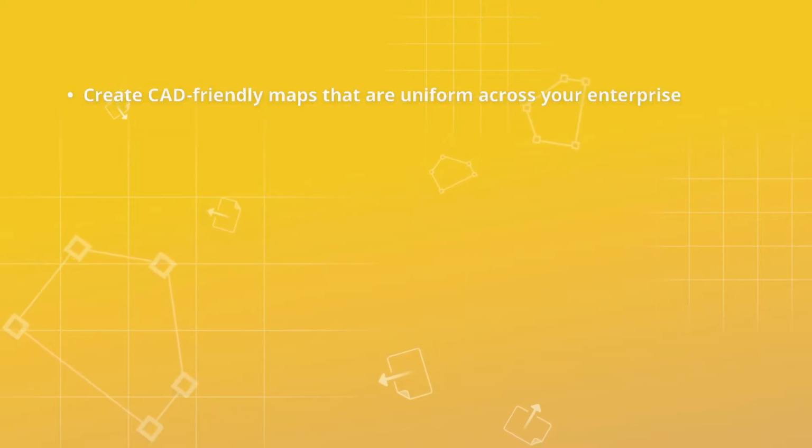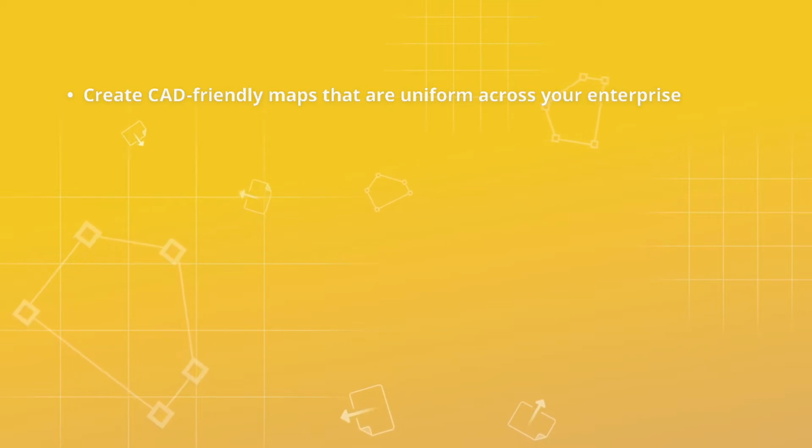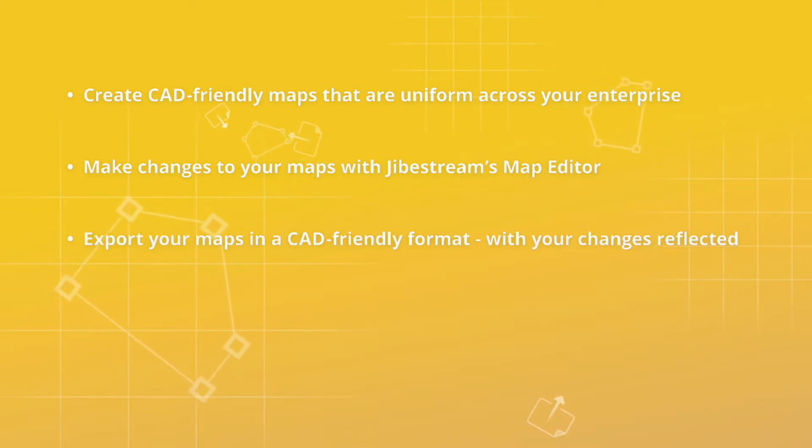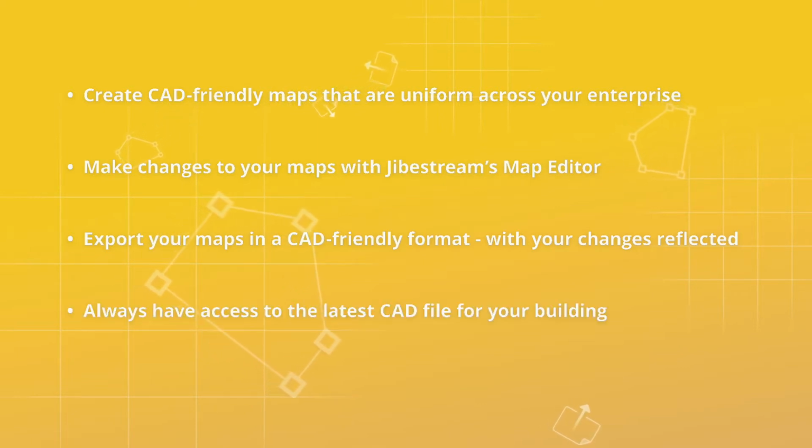If you have multiple source files for your maps, and if you don't have CAD files, you can now create and standardize your maps enterprise-wide. You can also make changes to your maps without having to go to an architect. And unlike most other systems, you can extract maps in a CAD-friendly format, and all the changes you made will be reflected in your map export. With Jibestream's Map Exchange Utility, you'll always have access to the latest CAD files for your building.